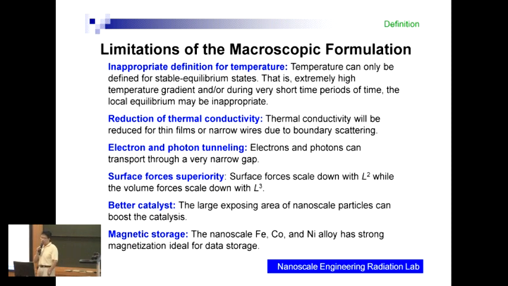Here are some examples about the macroscopic formulation that breaks down or changes down to a nanoscale. And since most of you do not have a physics or engineering background, those words may be unfamiliar to you, but you just try to understand as much as possible because those are just a kind of an idea. Okay? For example, the temperature. We know what a temperature is. For example, you have a fever, you put a thermometer on your head and measure the temperature. But at the nanoscale, the temperature cannot be defined.